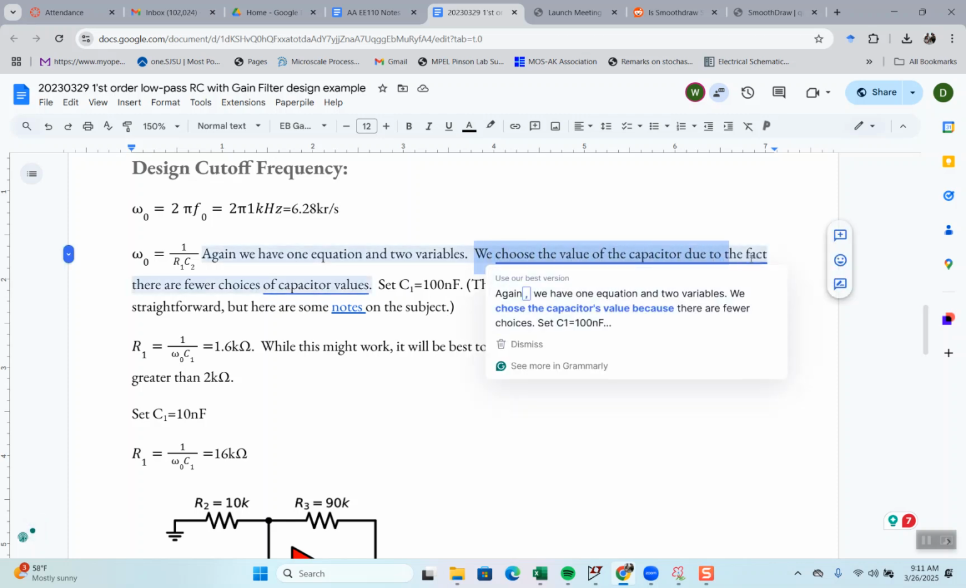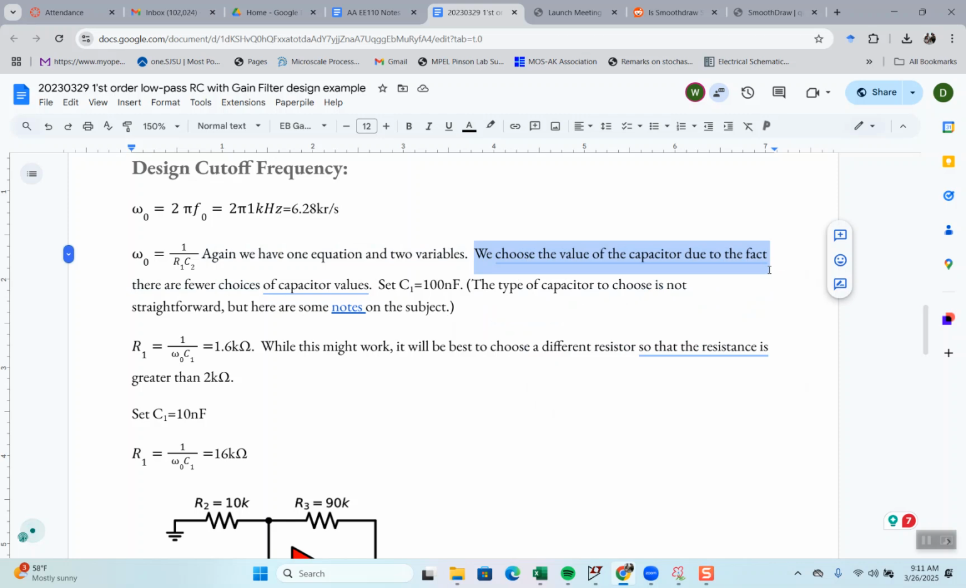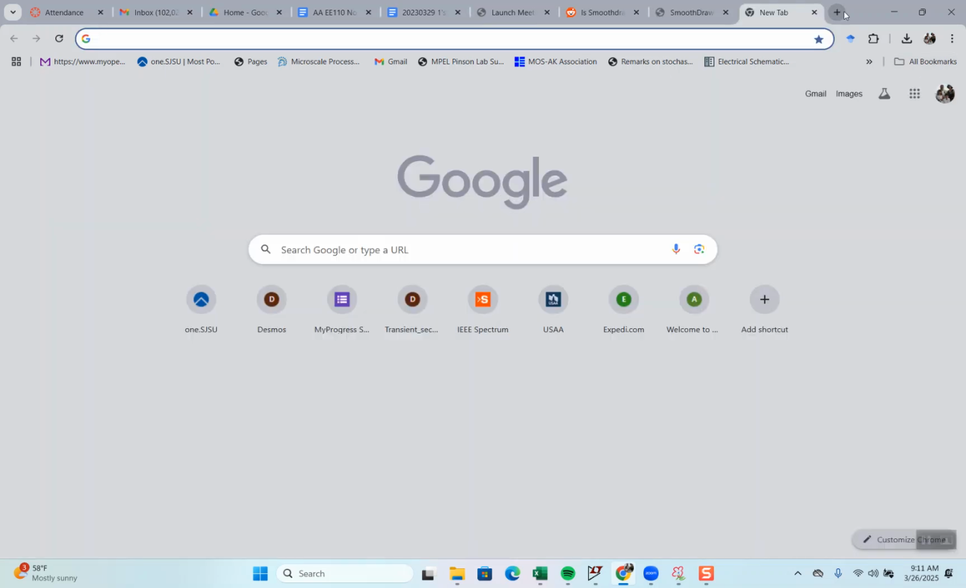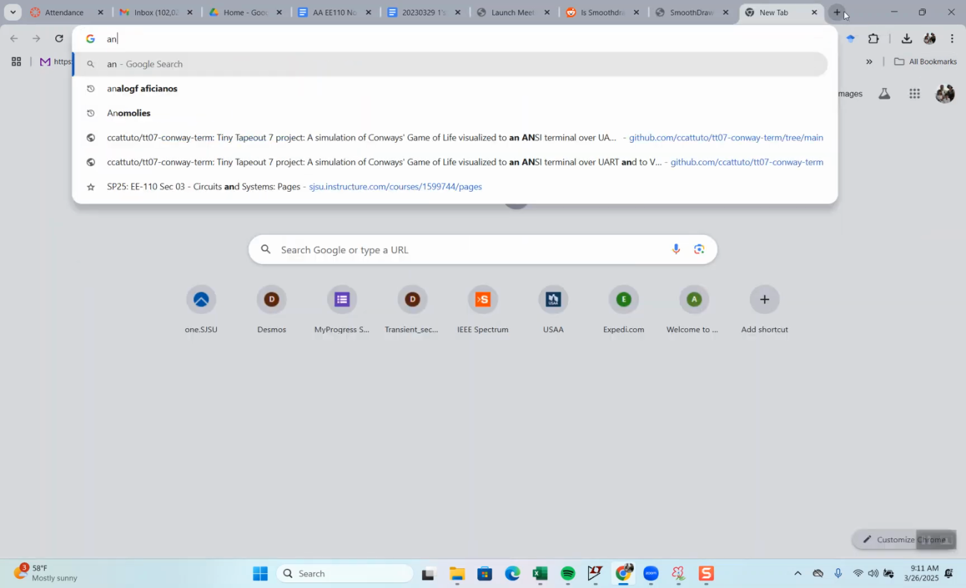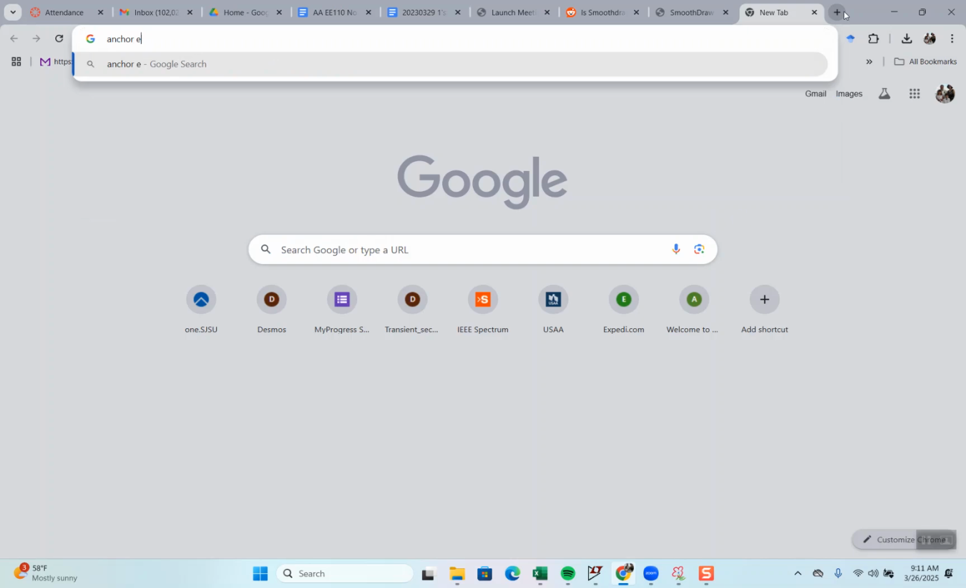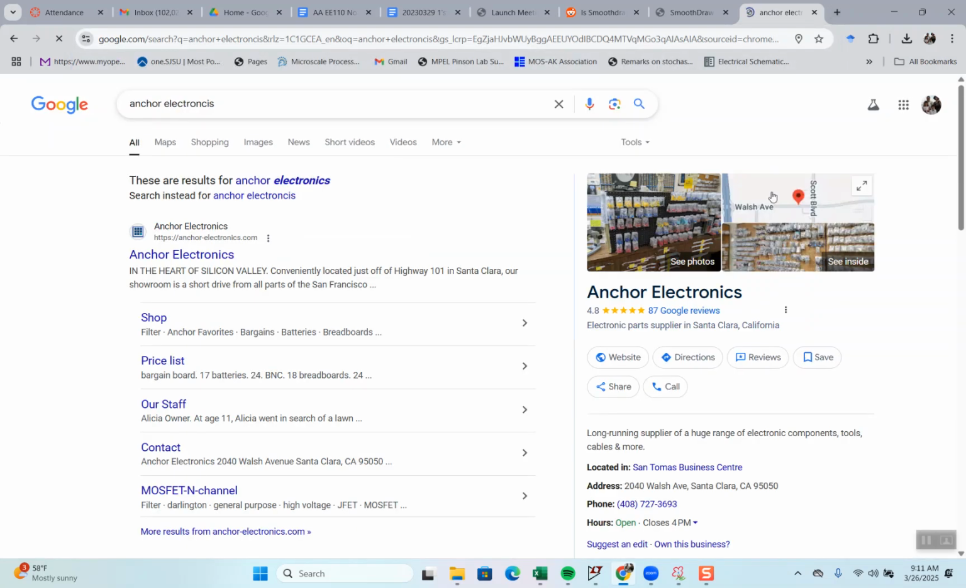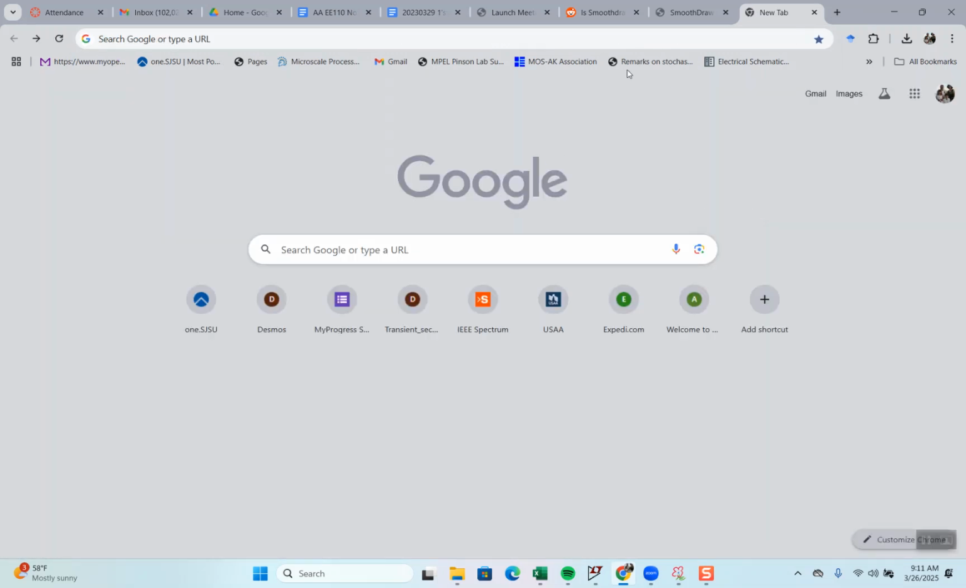We choose the value of the capacitor because there are fewer values. So if you go to, an easy place is electronics, which you have to go there. I don't own stock in them.